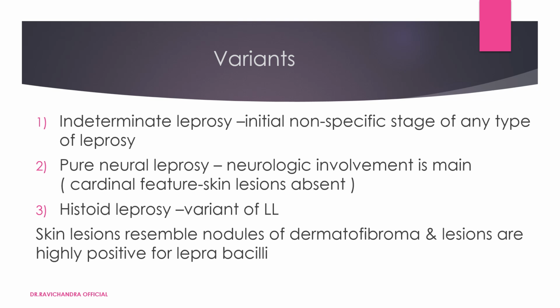Variants of leprosy. Indeterminate leprosy. It is an initial non-specific stage of any type of leprosy, and pure neural leprosy. The name itself is saying there is neurological involvement and it is the characteristic of this leprosy. The cardinal feature will be there will be no skin lesions. Histoid leprosy, it is a variant of lepromatous leprosy. The skin lesions will resemble the nodules of a dermatofibroma, and lesions are highly positive for the lepra cells or lepra bacilli.